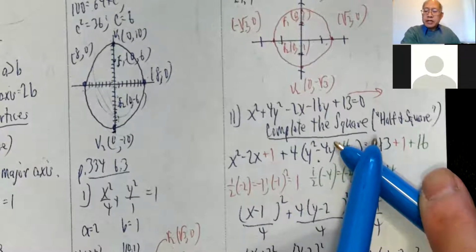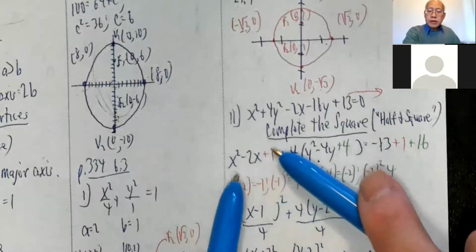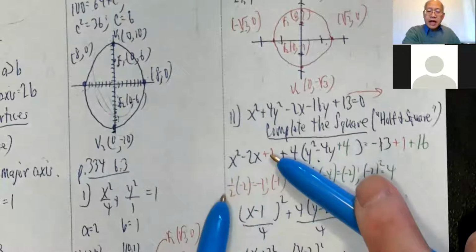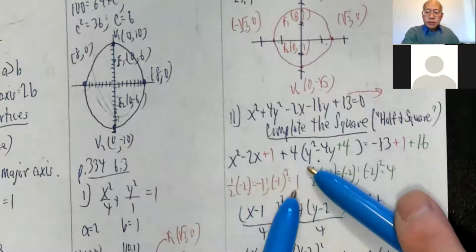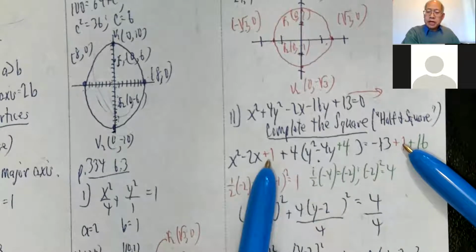All right, now I do the completing the square. Half and square. Half the coefficient of x, half of negative 2 is negative 1. Square it, you get 1. So in red, plus 1, both sides.